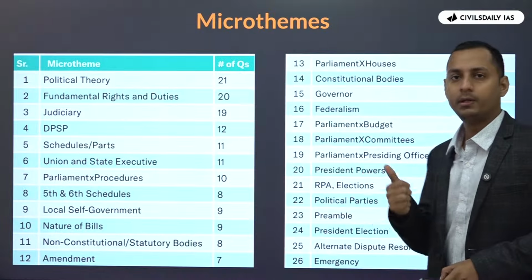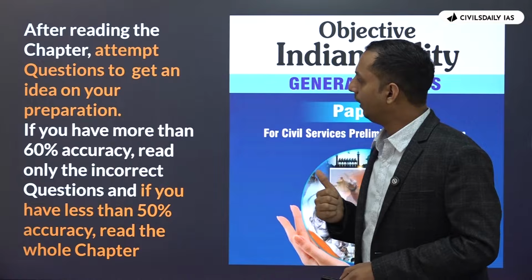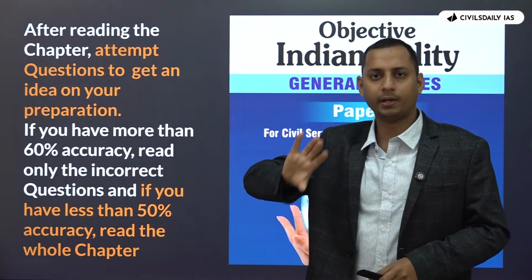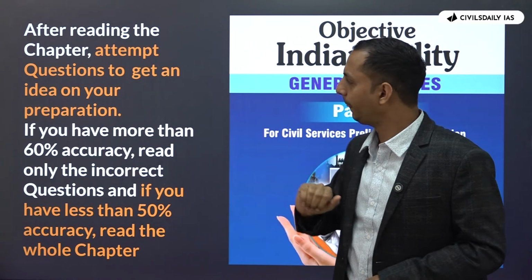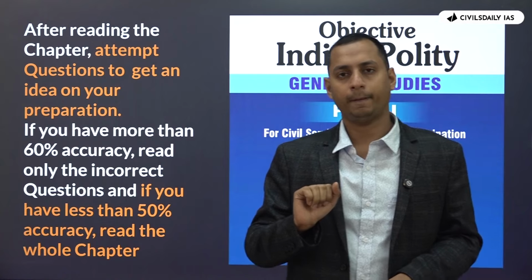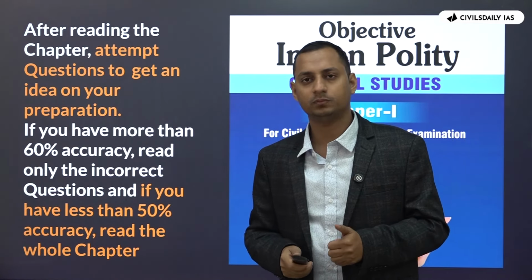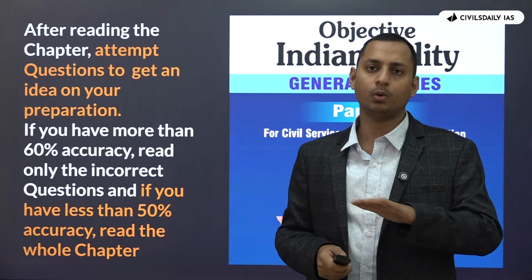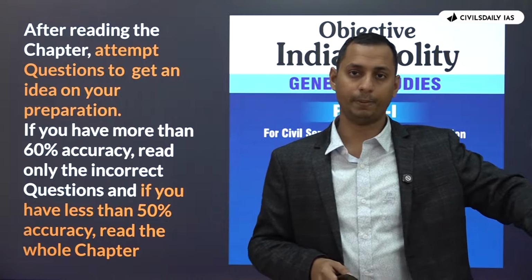So till the preamble, you can attend the questions from the Objective Polity. When you attend the question, you can attend close to 20-30 questions for every topic. If your accuracy is less than 50%, let's say you attempted 20 questions and only 9 you got correct, what does it mean? That you don't know much regarding the topic. Therefore, you need to completely revise the topic.